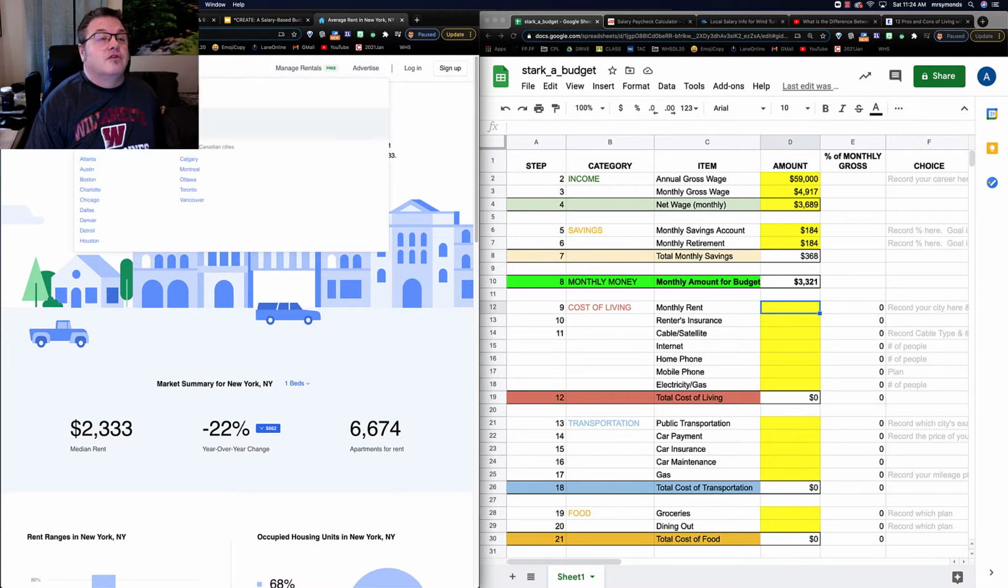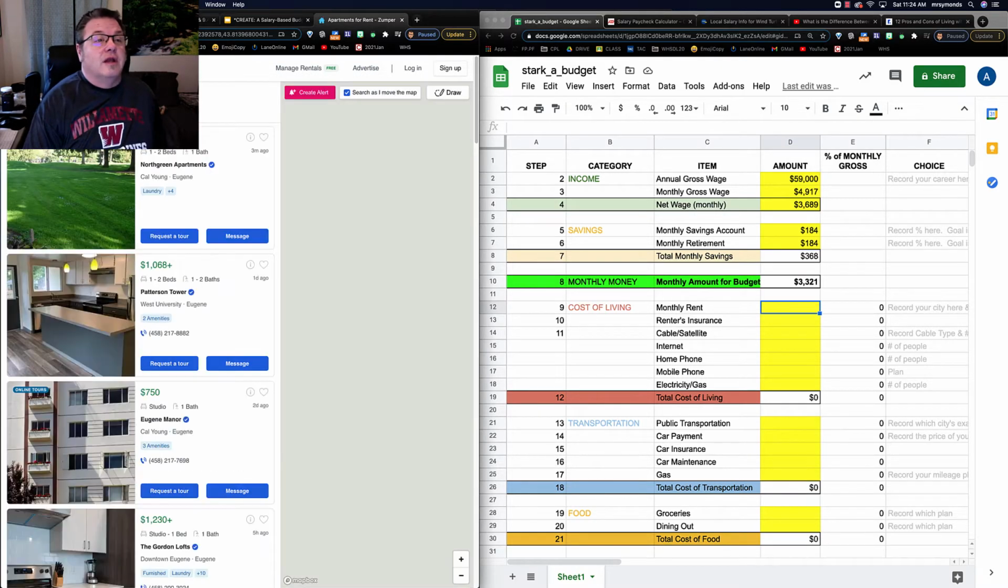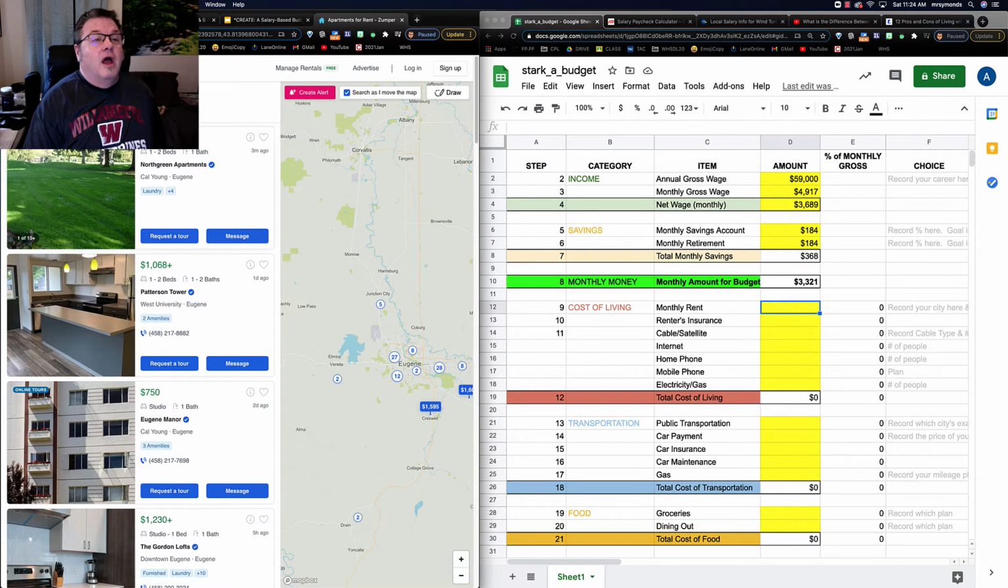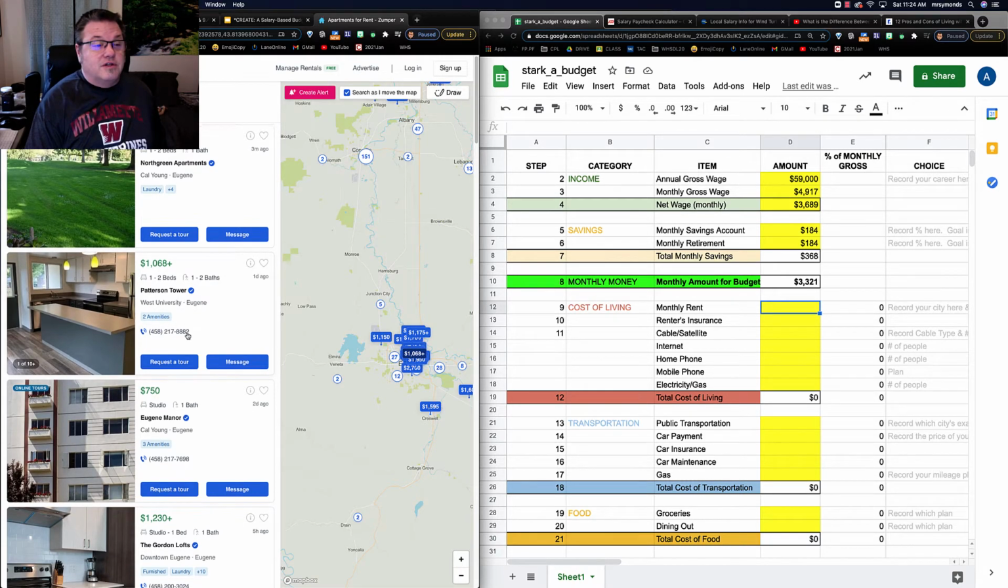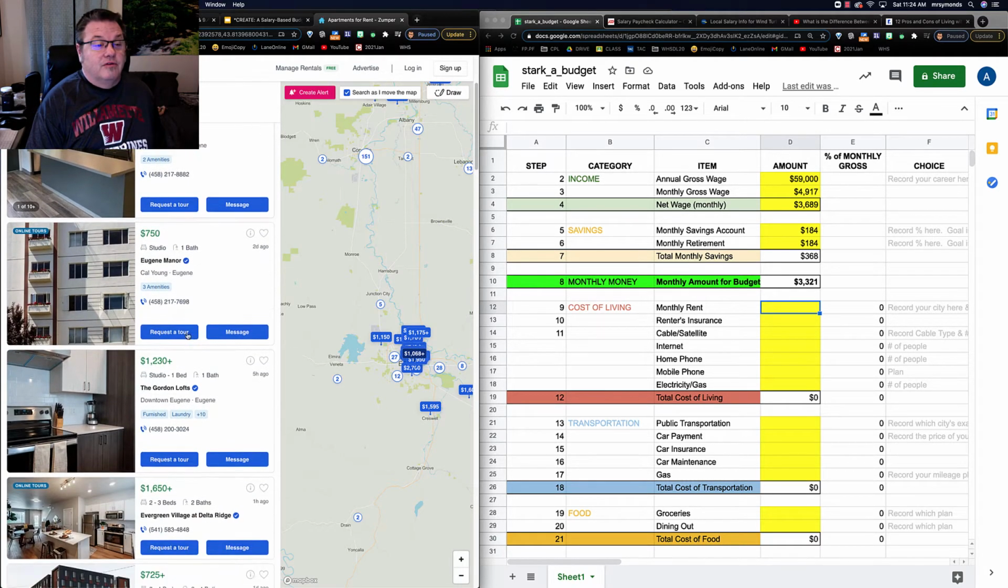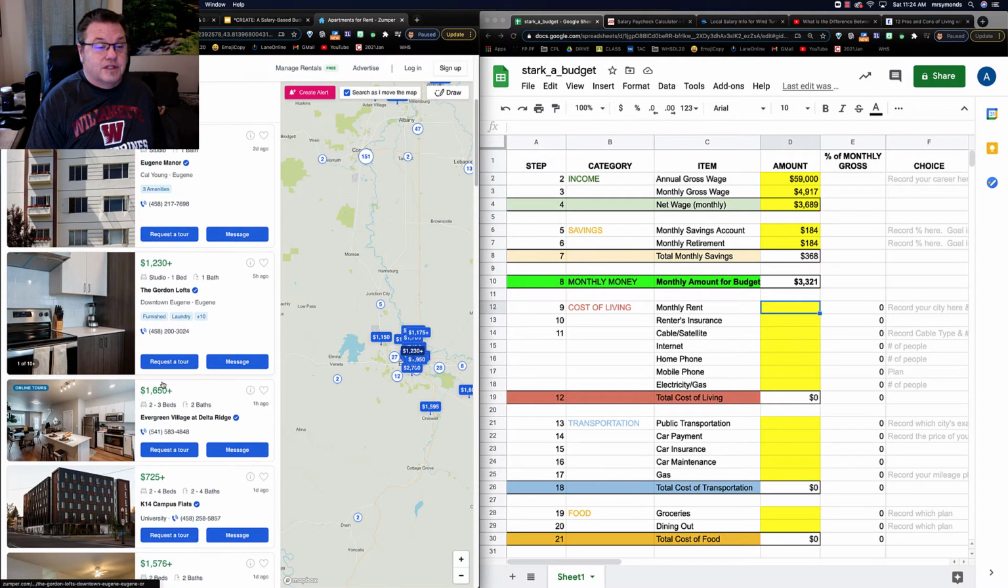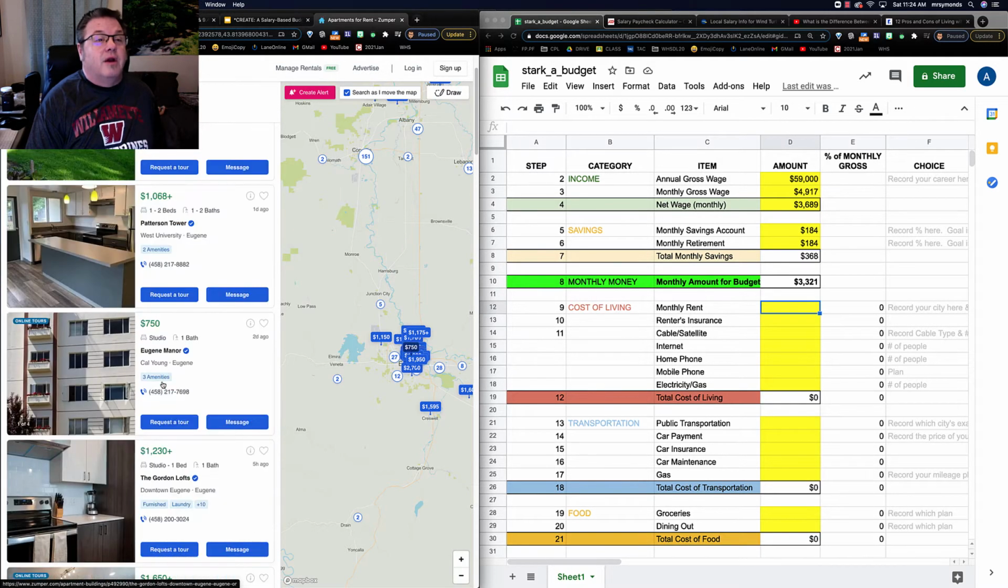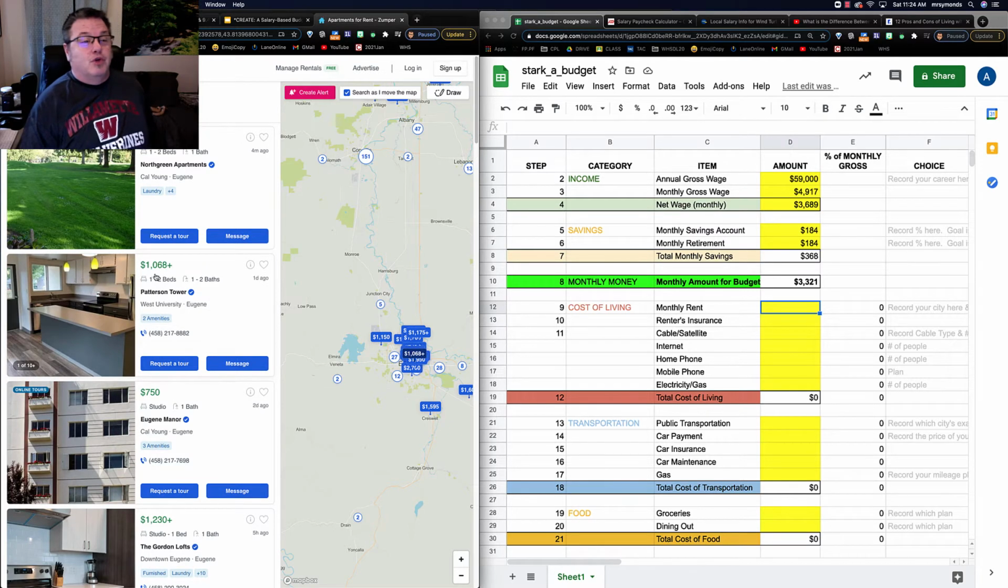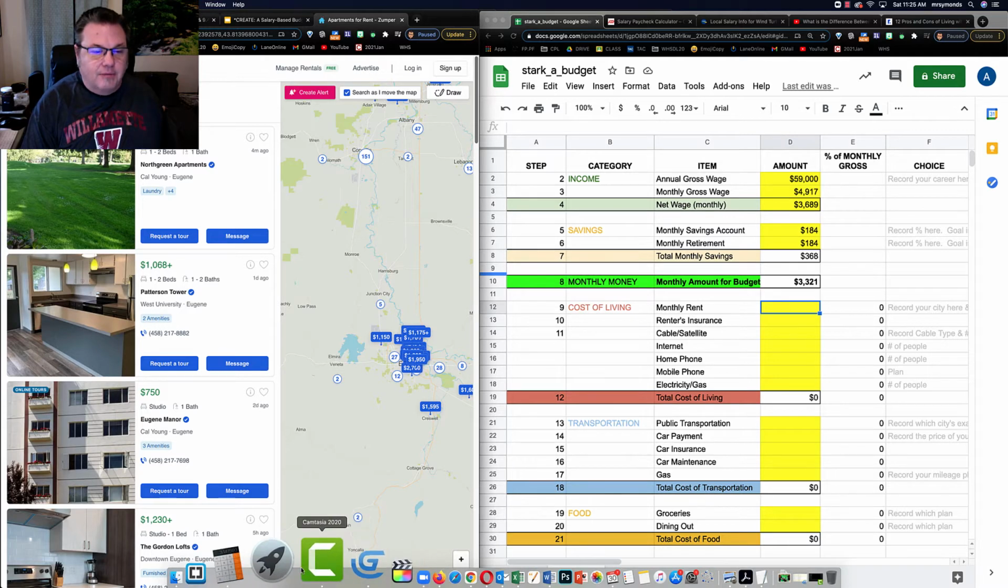We've got to search for our area, 97402 here. 1,068, 1,230, 1,650. I mean, it goes up from there. Let's choose one of the cheaper 2 bedrooms. We're going to live with a roommate. All right. And we'll say 1,068 divided by 2.